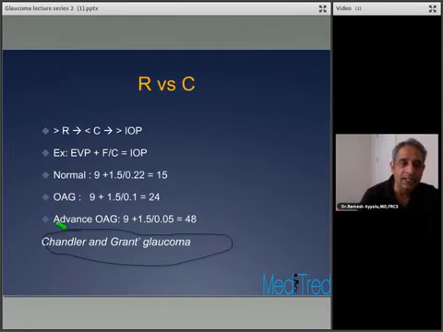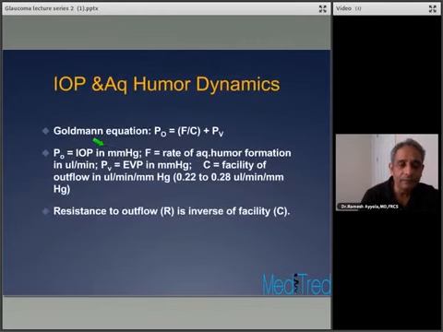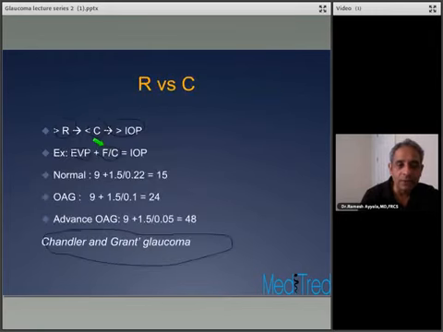You can see that when the resistance is elevated, the C decreases and leads to an increase in intraocular pressure, and they go on to give you examples of how this can be calculated. The episcleral venous pressure, which is normally about 10 to 12 millimeters of mercury, plus F divided by C, going back here, where F is the rate of aqueous humor formation and C is the facility of outflow, will give you the intraocular pressure.